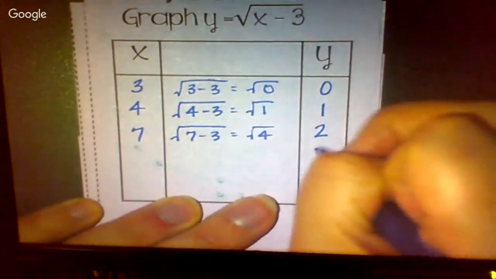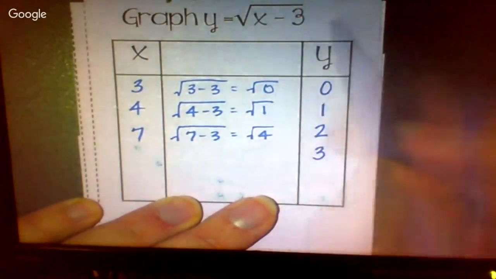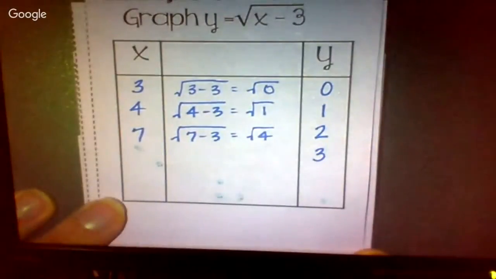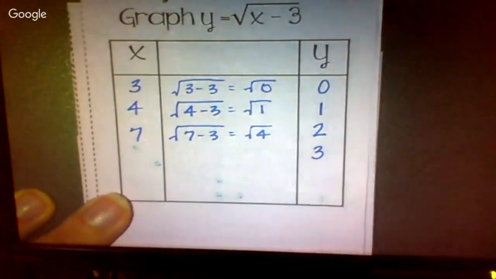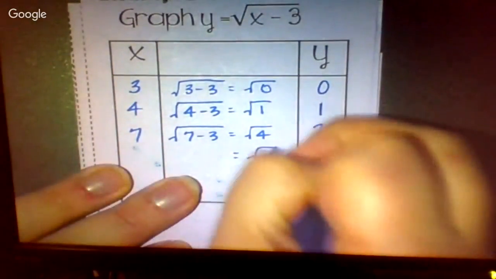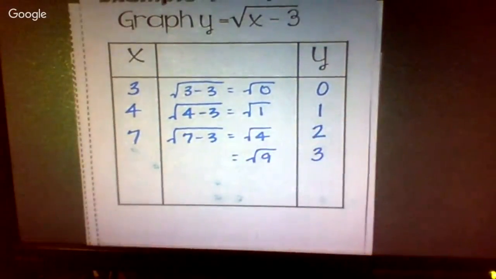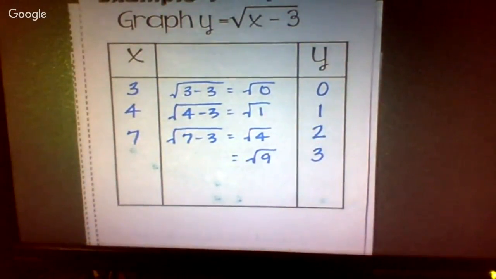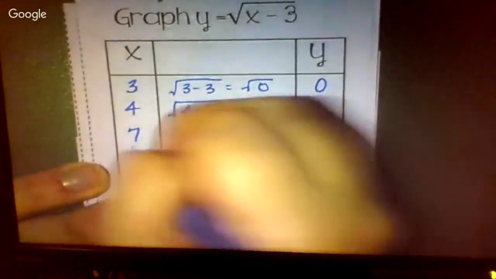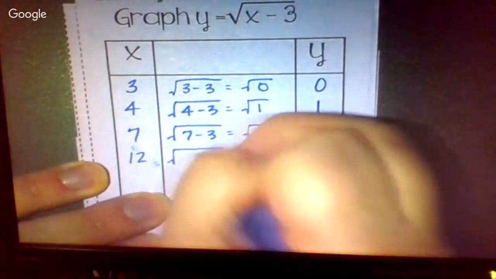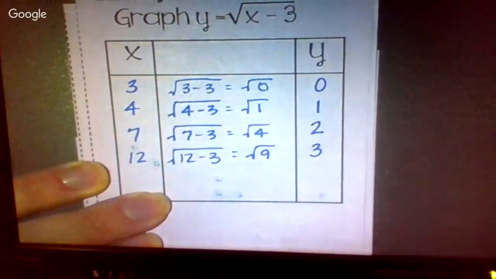Okay, one more. I want the underneath to equal a 9. So I get the square root of 9, which is 3. So what minus 3 is going to give me 9? 12. Fantastic. So the square root of 12 minus 3 is 9.